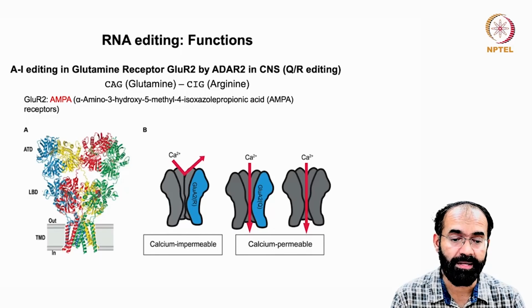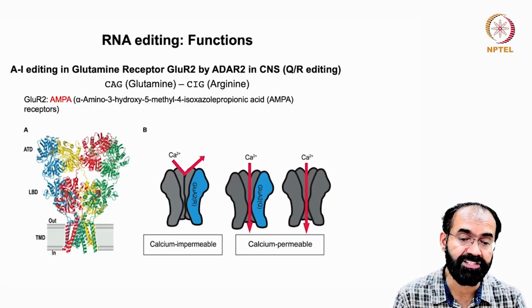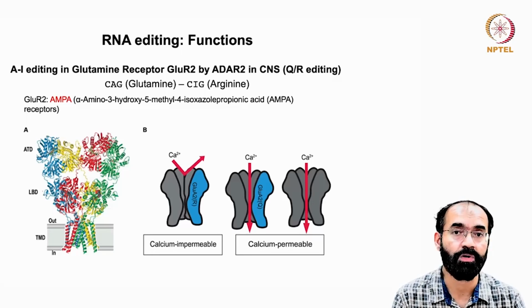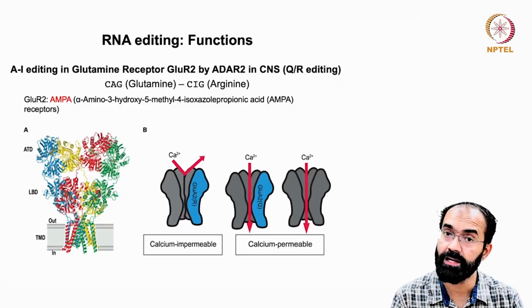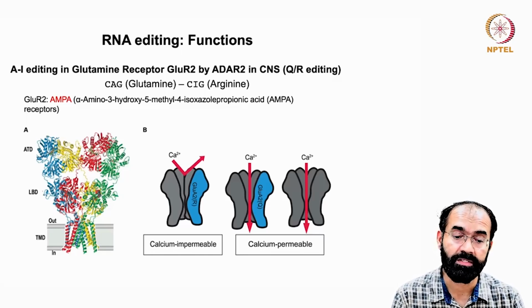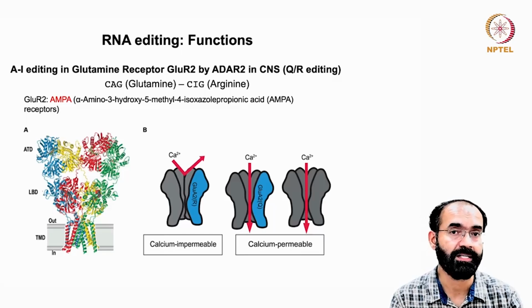Whereas if this glutamine is changed into arginine because of RNA editing, where CAG is becoming CIG, and glutamine is no more coming, but instead arginine is coming in the GLUR2 subunit of this AMPA receptor, you do not allow entry of this calcium. It will allow sodium. Okay. Remember, don't think that this channel is closed. Channel is not closed. Channel is open, provided the glutamate neurotransmitter is binding.